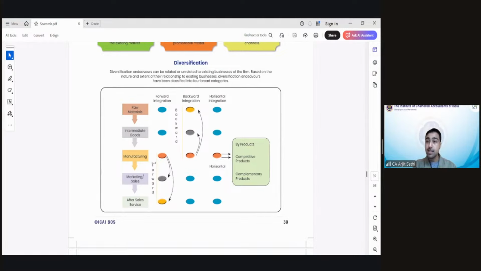Everything before this is going to be a backward integration process. If you start doing all of this yourself, that becomes a backward thing. If you do all the things ahead of making the cream yourself, logistics, trucks, packaging, marketing, retail, that becomes vertical forward integration. Let's take the example of Lenskart, okay? Now think about it, Mujahid, you know Lenskart? You have heard about Lenskart?